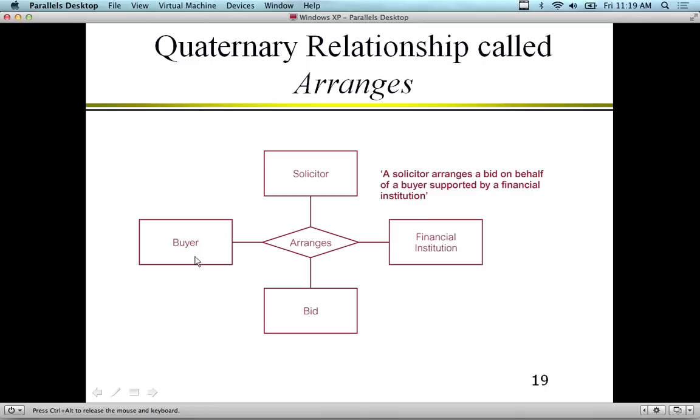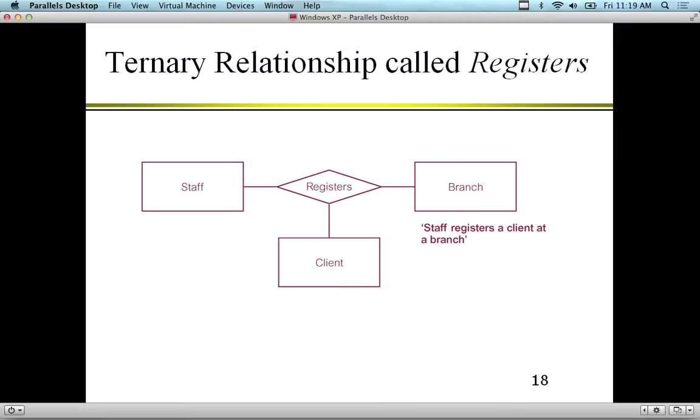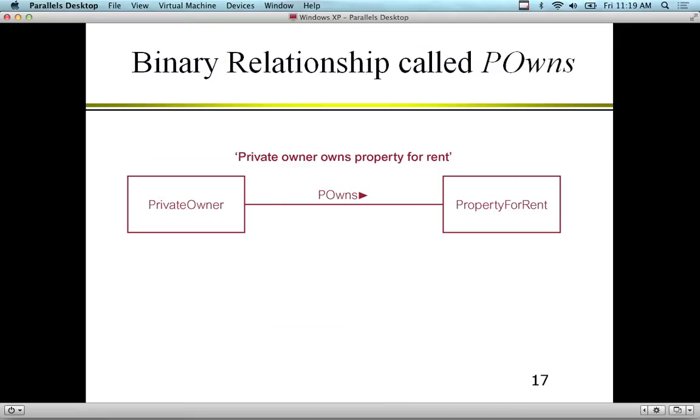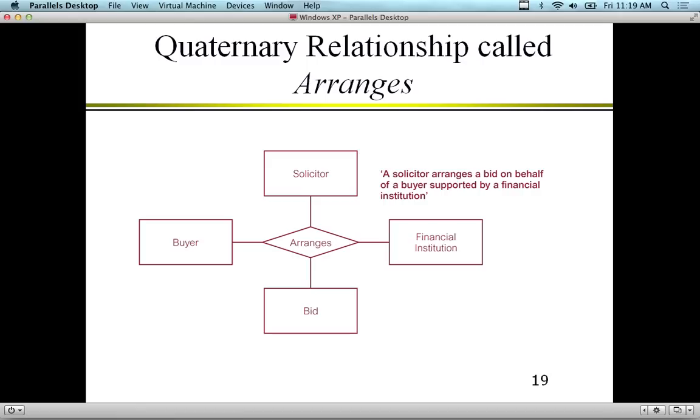So here we have a buyer who arranges a bid with a solicitor on behalf of a financial institution. Or we have a financial institution that arranges with a buyer and a solicitor to create a bid. Or we have the bid that's arranged by a solicitor with a buyer at a financial institution. And you can basically read it in all the different directions that you want. It's basically identifying the same 4 participating entities, and in this particular case, it is one relationship. This is one relationship as well, so is that. We're depicting one relationship with participating entities.